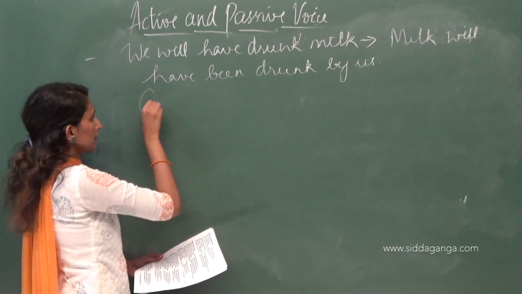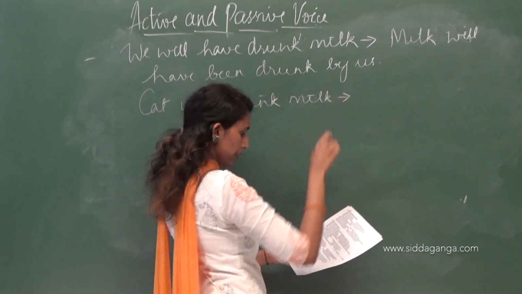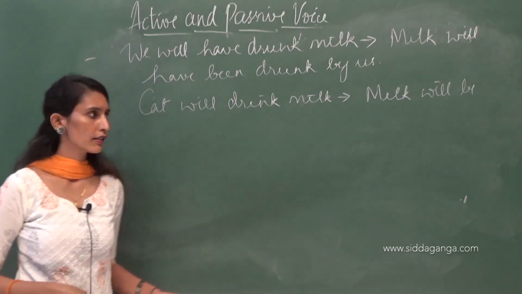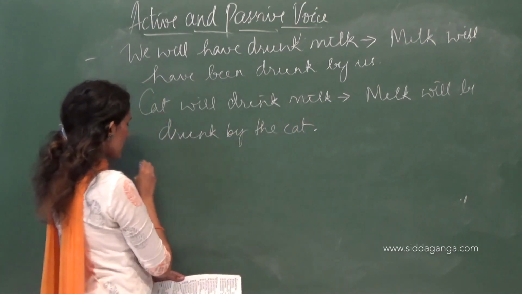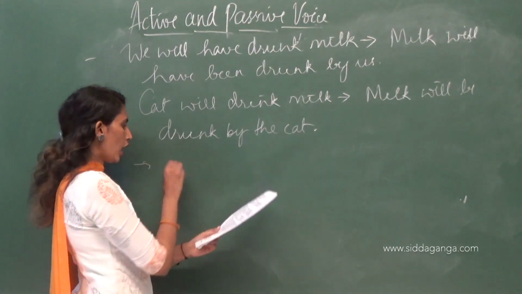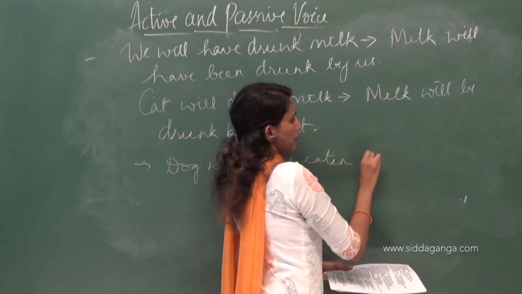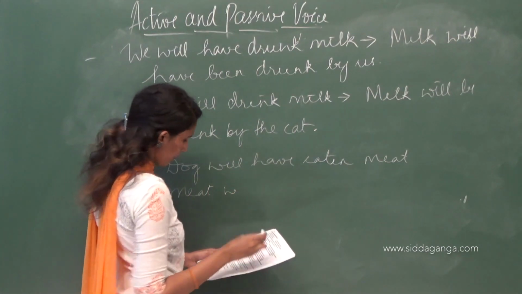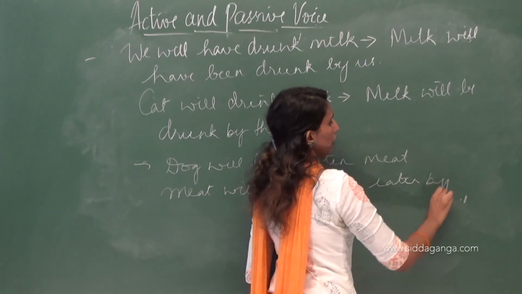Cat will drink milk. How do you write? Milk will be drunk by the cat. Dog will have eaten meat. How do you change it? Meat will have been eaten by the dog.